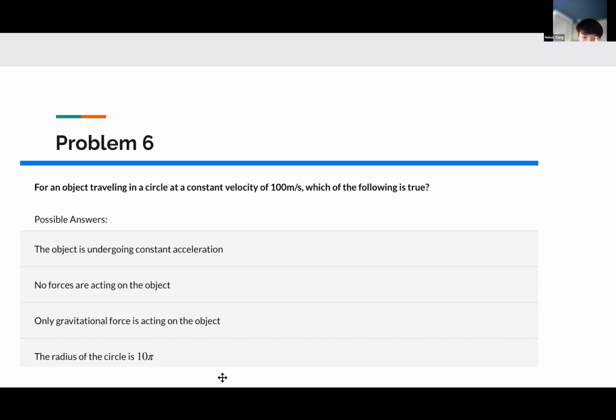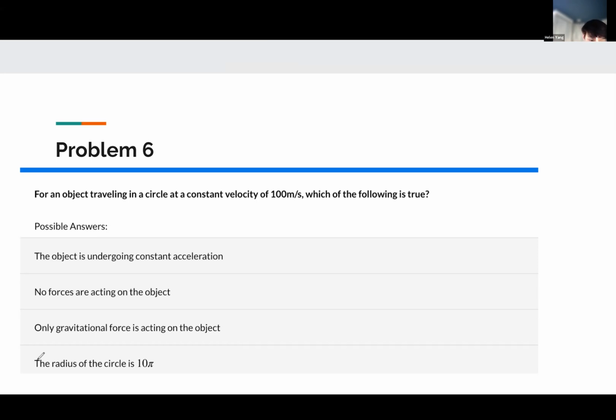Okay, so for this question, it asks, for an object traveling in a circle at a constant velocity of 100 meters per second, which of the following is true? So if we look at the possible answers, the fourth one says the radius of the circle is 10 pi, and we wouldn't know that by just using velocity, so that one's wrong.